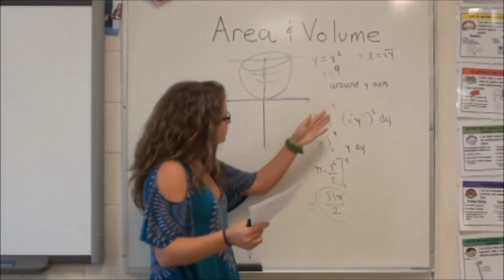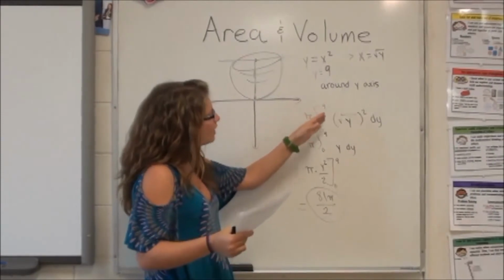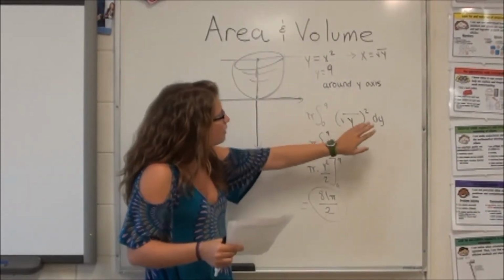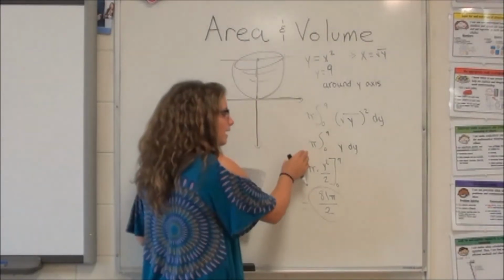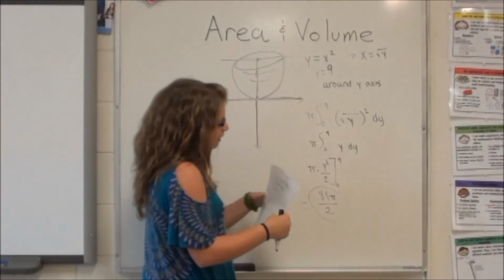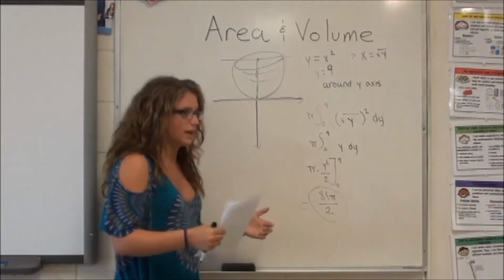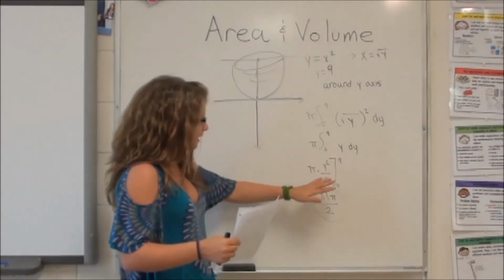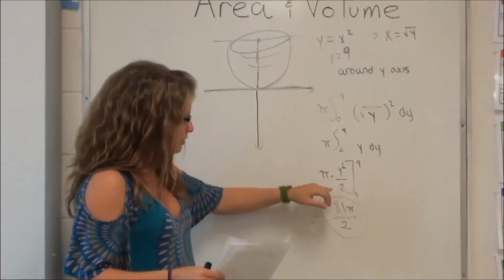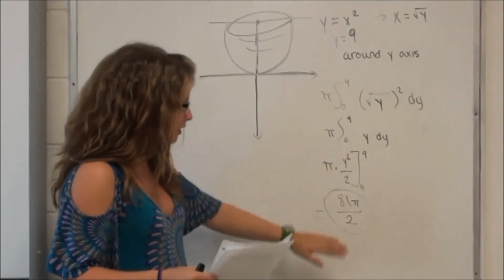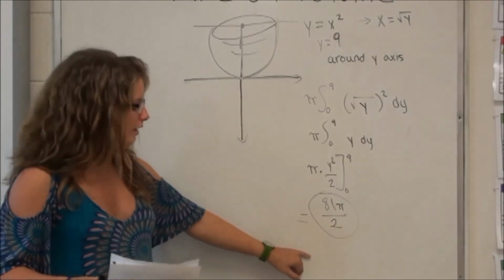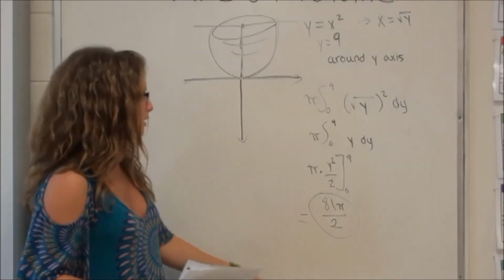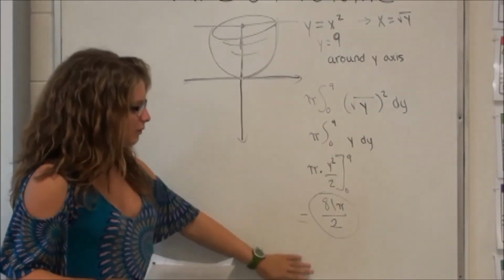And it's going to be pi multiplied by the integral from 0 to 9 of the square root of y squared dy. And when you simplify that, it's going to be pi times the integral from 0 to 9 of y dy. And then when you anti-differentiate this, it's going to be y squared over 2 times pi from 0 to 9. And when you plug in 9, it's going to be 81 pi over 2, which doesn't simplify, so the answer is 81 pi over 2.